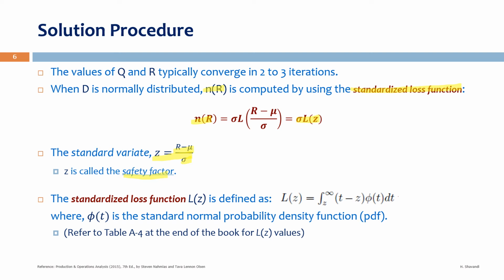Then by having Z, you can go to table A4 at the end of the textbook, but I will upload this table in Learn, so you will have this table. By having Z, you can go to that table and obtain the L(Z) value. Then you multiply that by sigma, and by doing that you obtain the value for nr.